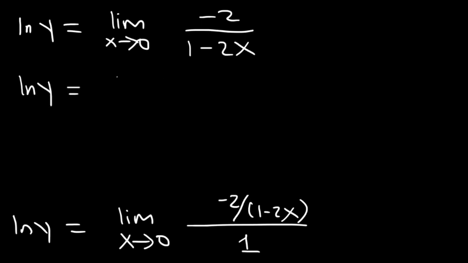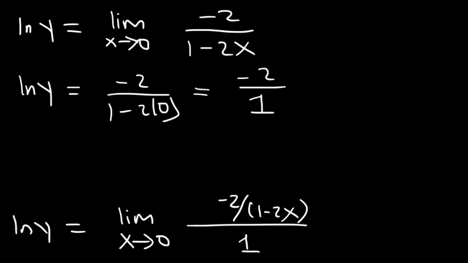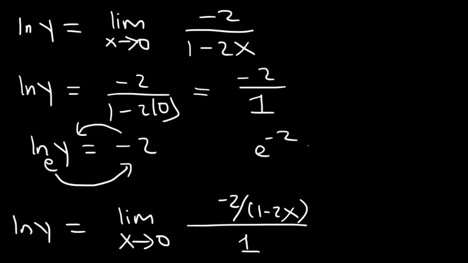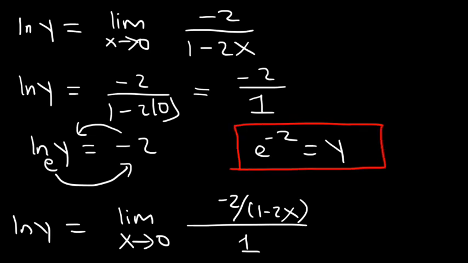Putting x as 0, minus 2 divided by 1 minus 0, it is 1, so it will be minus 2. So log y is minus 2 and y will be e to the power minus 2. So that means the answer is e to the power minus 2.